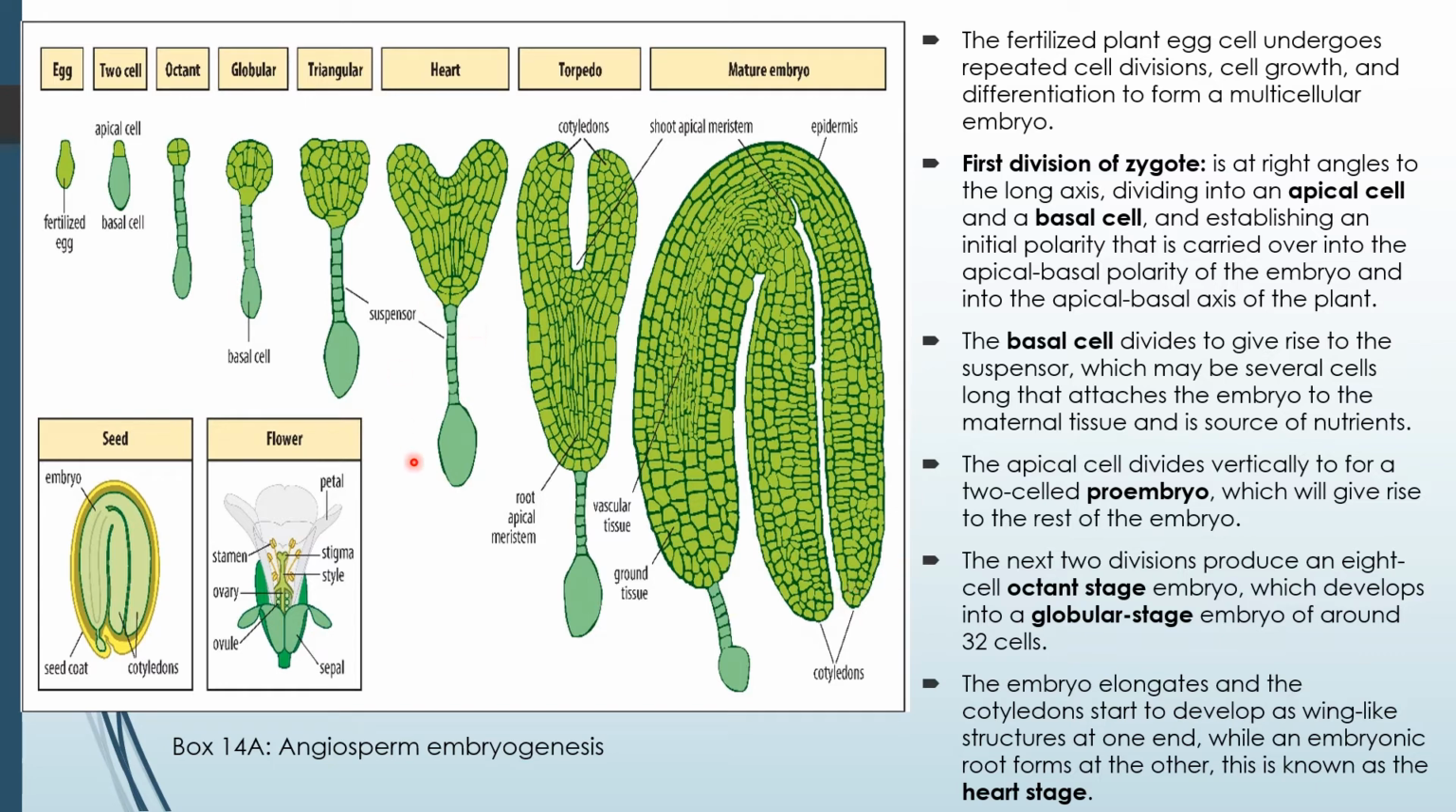Okay? So, again, yung mga suspensor, the basal cells, it will give rise eventually to the root or the ground meristems, and then kung saan nyo nakikita yung mas maraming number of cells, yun yung magiging apical meristem nila. Okay? That will eventually form the cotyledons.